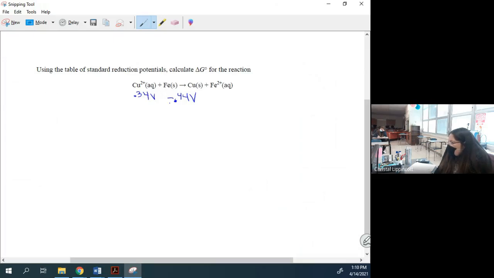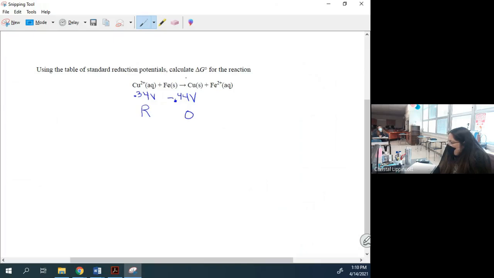Just from these values, how can I tell which one is going to get reduced and which one's going to get oxidized, without even having this up here? If I just knew copper and iron and I looked these values up, how would I know which one is oxidized and which is reduced? Copper. More positive. Right, the reduced is more positive. So this is going to get reduced, this is going to get oxidized. And if you look here, iron is going to lose electrons.